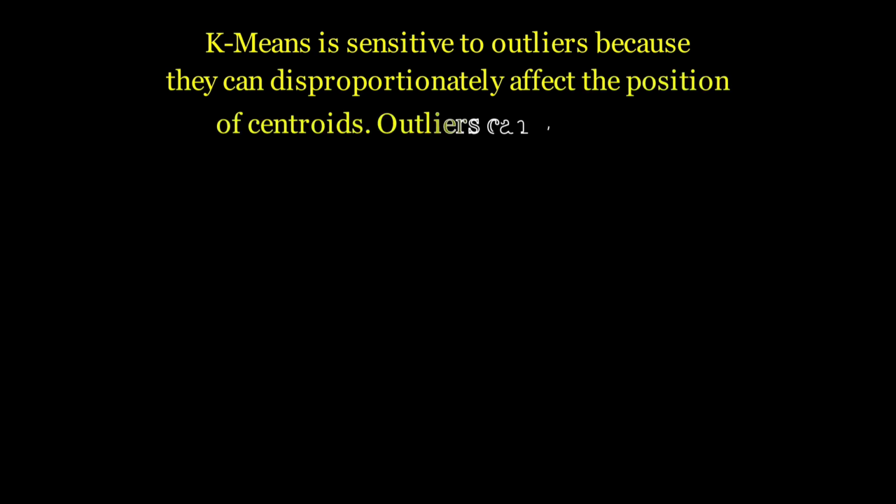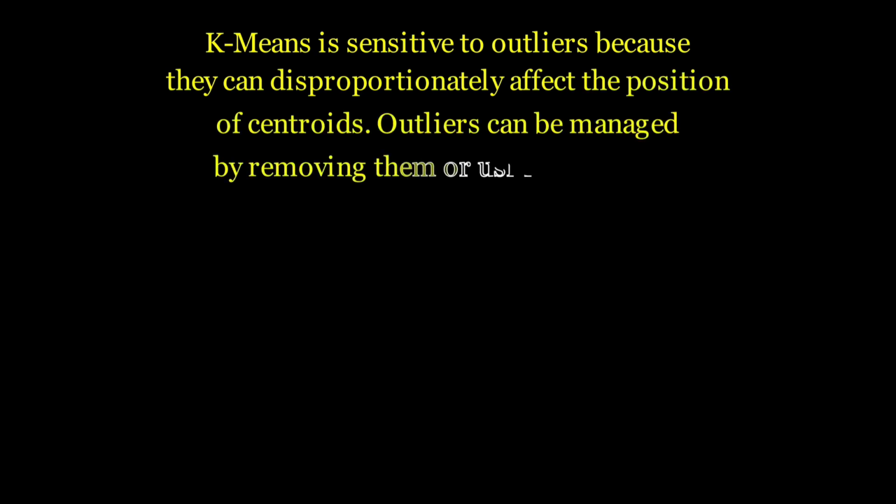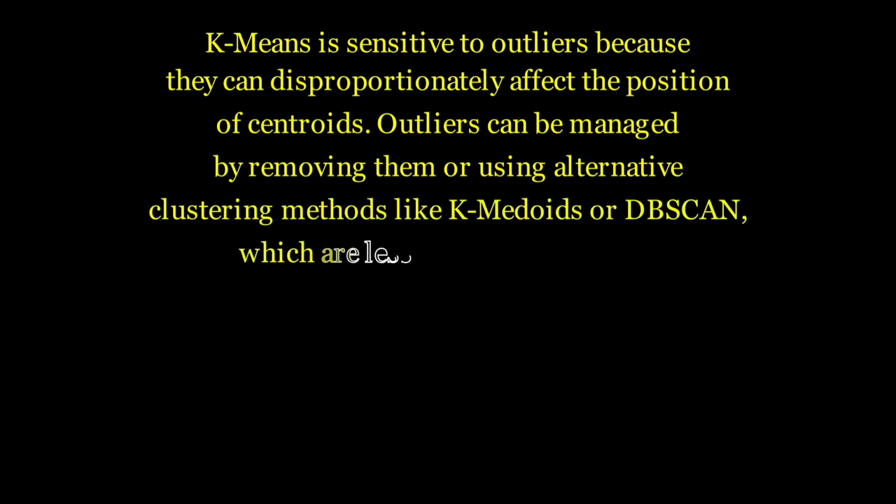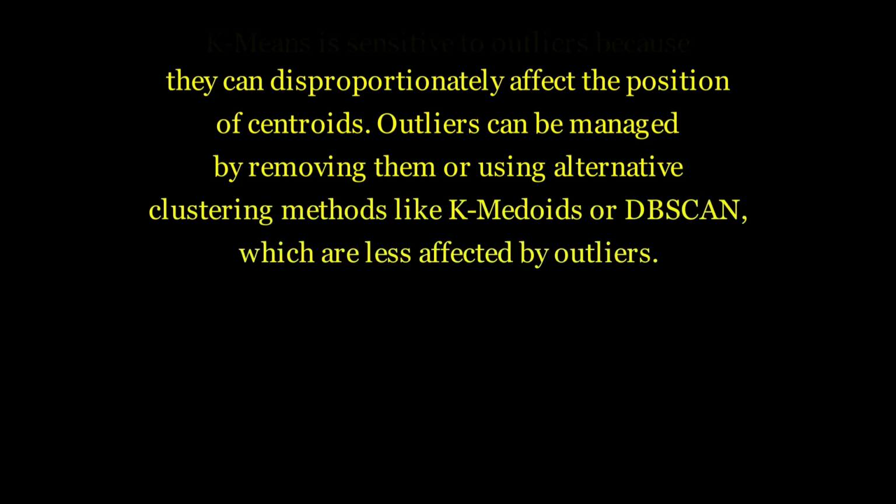How does K-means handle outliers? K-means is sensitive to outliers because they can disproportionately affect the position of centroids. Outliers can be managed by removing them or using alternative clustering methods like K-medoids or DBSCAN, which are less affected by outliers.